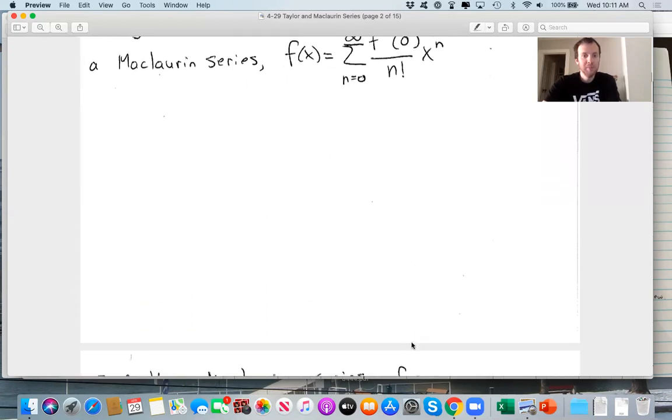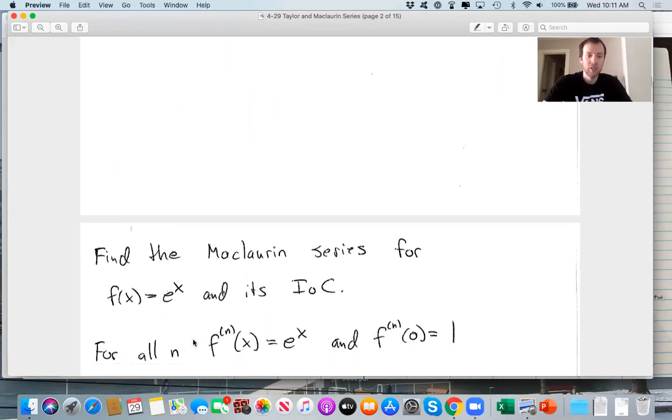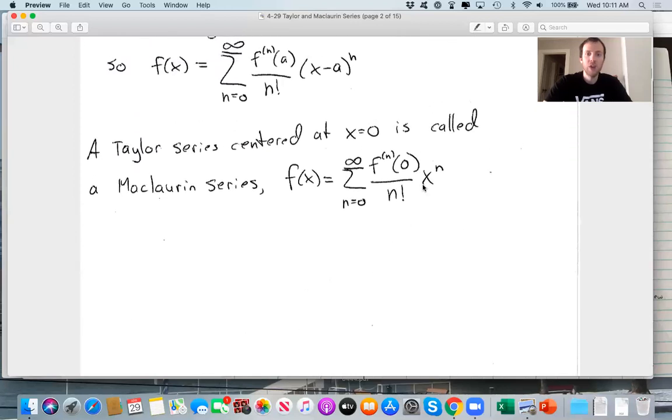So as an example, let's find the Maclaurin series for e to the x and figure out its interval of convergence. So this means e to the x is our function, and we want to find these coefficients and write down the series with these coefficients times x to the n.